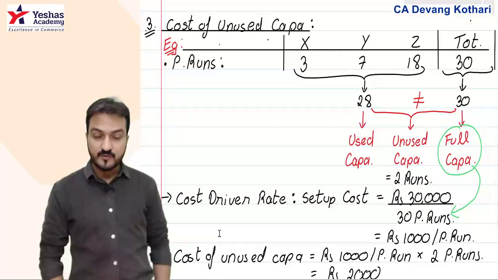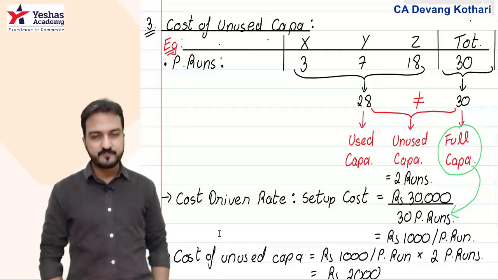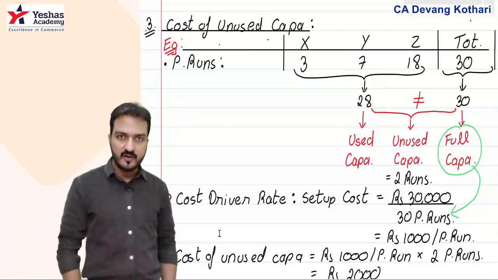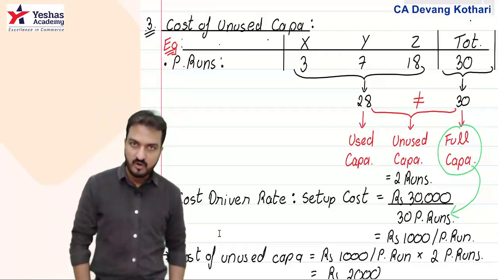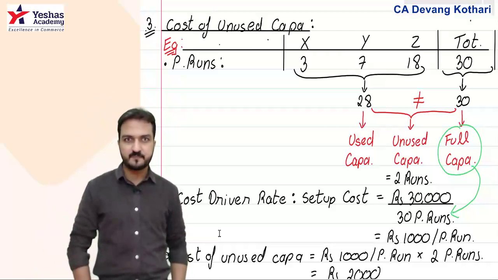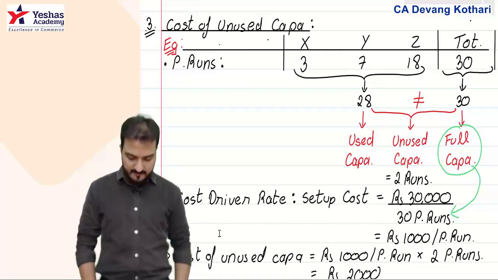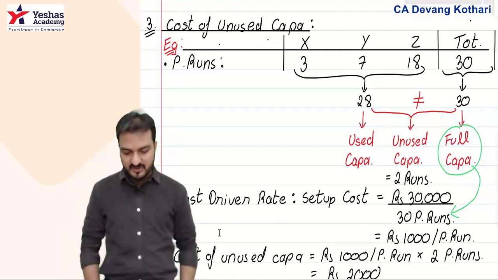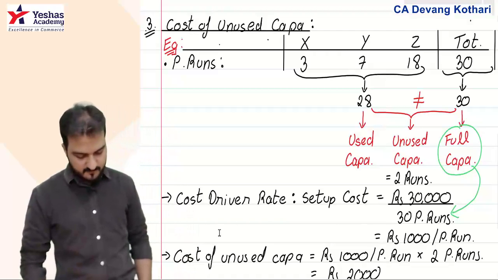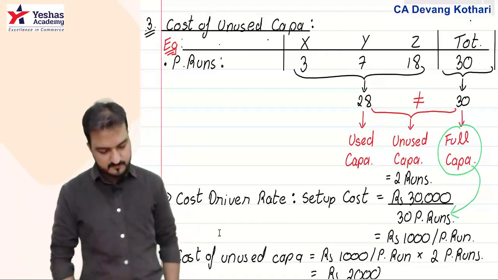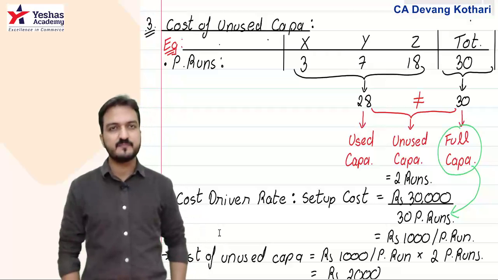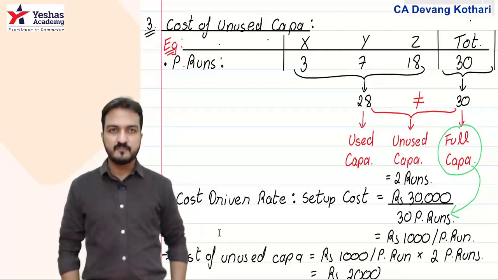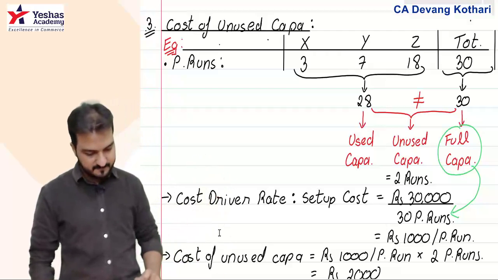Continue. Now for this unused capacity, we can calculate cost of unused capacity as follows. And then start writing this.